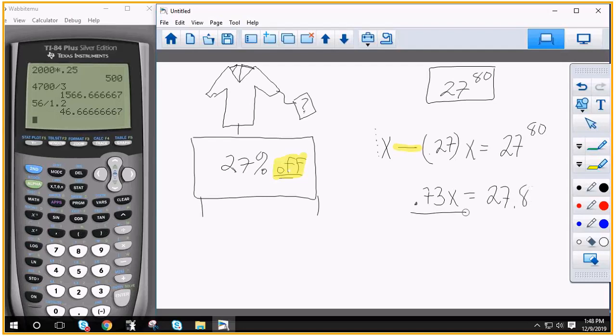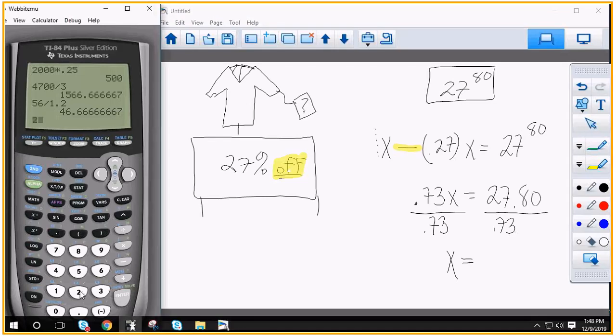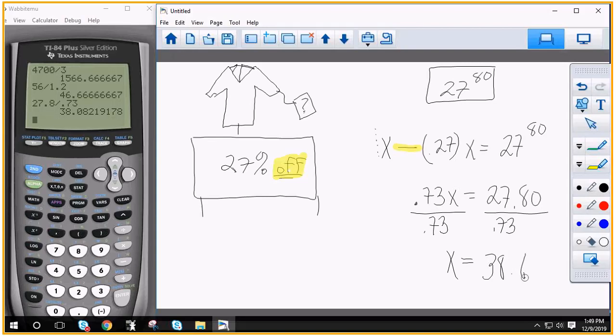Divide by 0.73, and X is equal to, let's go to the calculator, 27.8 divided by 0.73. $38.08. That's the original price of the shirt. And that's how you use ratios, decimals, and percents.